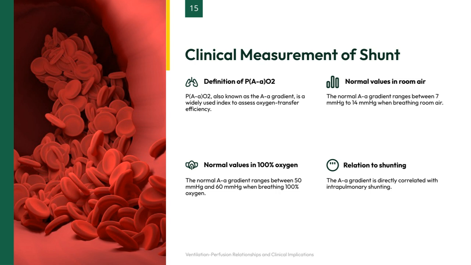What's crucial here is that the AA gradient has a direct relationship with intrapulmonary shunting. This means that as the shunt increases, when blood bypasses the lungs without gas exchange, the gradient widens, indicating a problem with oxygenation. Understanding these values helps us assess and manage patients with potential shunting issues more effectively.